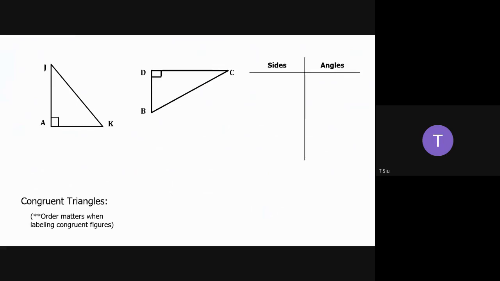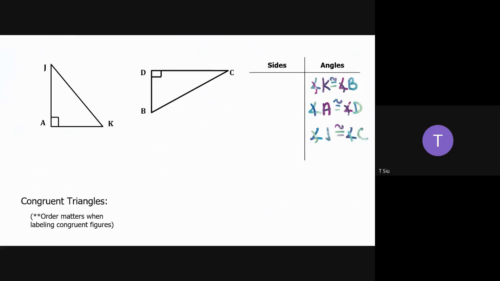First, let's look at the angles. The angles are usually the easiest to identify. I notice that angle K and angle B are congruent to each other, while angle D and angle A are congruent, and angle J and angle C are congruent to each other.